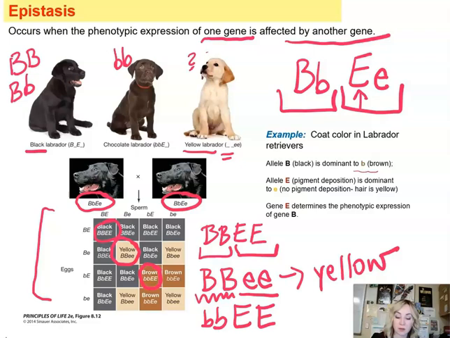This one, for example, little b, little e, what do you think that dog is supposed to be? It is supposed to be brown, but it's yellow because there are two recessive alleles and they mean no pigment deposition at all, and therefore the hair is going to appear yellow. So this is a simple example of how genes can influence other genes and change their phenotype, meaning what we actually see in the physical appearance.